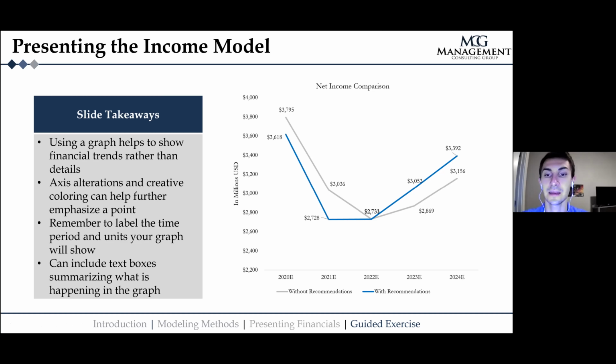So we estimated, what was Walmart going to look like in the coming years? We estimated that without our recommendations, it would even go on a decline, and then eventually start to gain more profit. But with our recommendations, you can see a really steep decline from 2020 to 2021. They're losing a lot of money because of that first recommendation. But then you have that break-even point in 2022. That's where it's the same as it would have been without the recommendations.